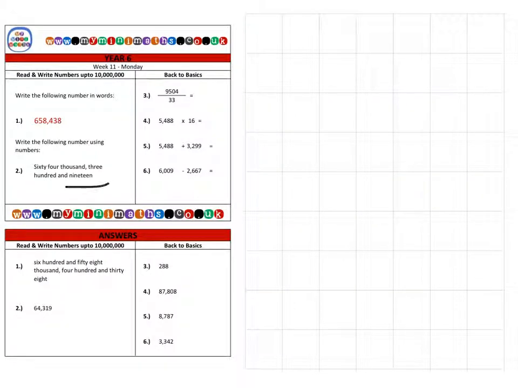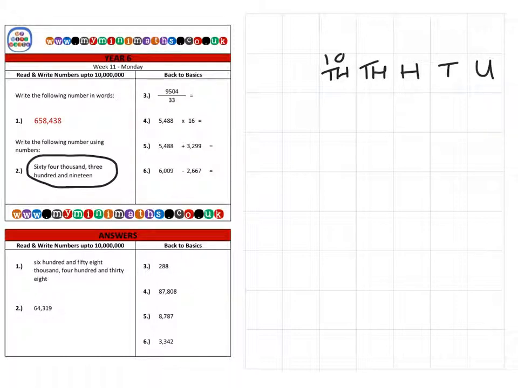And next we're on to question 2. And again, the first thing I would start with are our columns. So I've got my units, my tens, my hundreds, my thousands, 10,000s, 100,000s, and finally my millions.